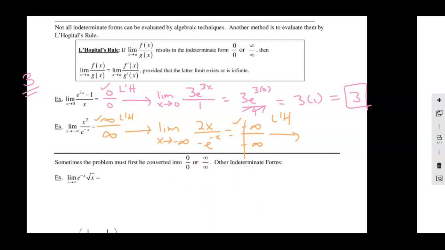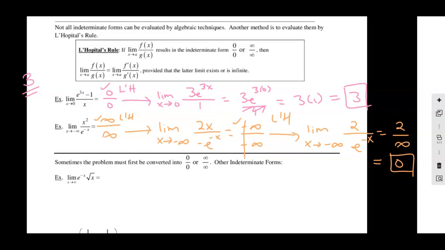Here we got the derivative of 2x. I still have the same limit, still as x is going towards negative infinity. The derivative of 2x is 2. The derivative on the bottom is going to kick out another negative, because of the chain rule, so I'm going to have just e to the negative x, back to what it started as. Now if I were to evaluate it, I'm going to get 2 over infinity. And remember, if my denominator gets really, really big, the fraction overall is going to get really, really small. So that limit ends up being 0.